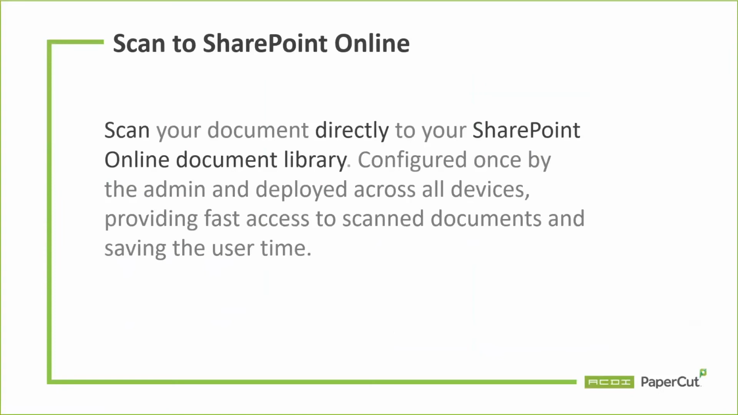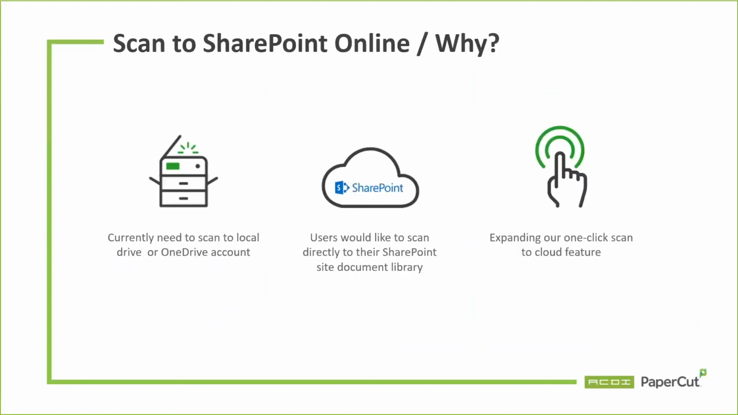Scan your document directly to your SharePoint Online document library. Configured once by the admin and deployed across all devices, providing fast access to scan documents and saving the user time. Currently, SharePoint users with PaperCut need to scan to a local drive or maybe their OneDrive account and then move that document into SharePoint manually. We know users would like to just scan directly to their SharePoint site document library, and that way they can have quick and easy access.